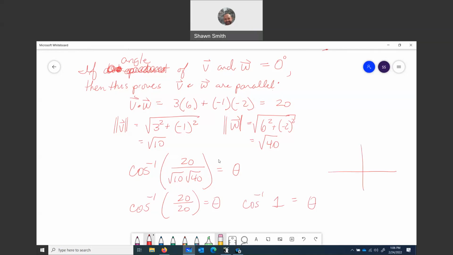Who has a cosine value equal to 1? Right here, 0 degrees. Remember on the unit circle, this is 1 comma 0. 1 is the cosine of 0 right there. So theta is equal to 0 degrees. So therefore, V and W are parallel.